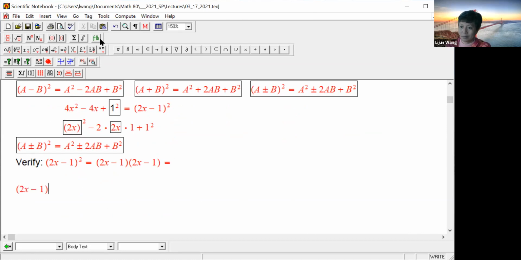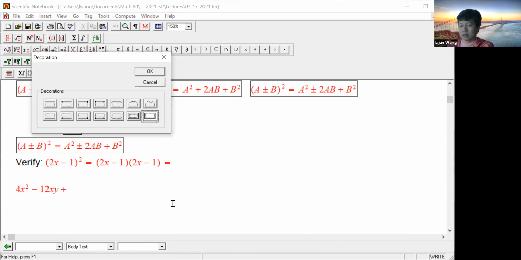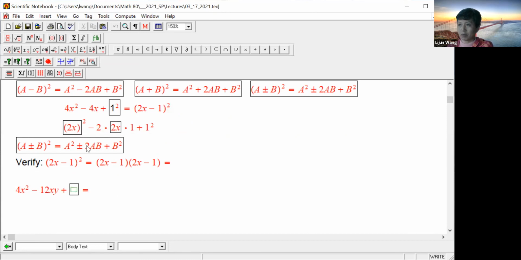This time, I'm gonna give you 4x squared minus 12xy plus what to make a perfect square of what?